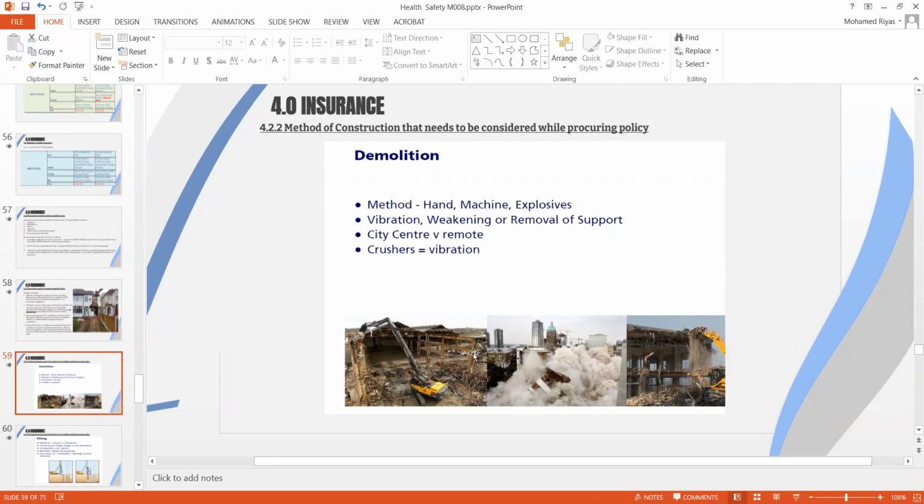For example, if you are demolishing, the demolition method itself could give an indication of what cover you are supposed to have in third-party liability. If it is machine demolition, you don't need any special coverage, but if it is explosive, then you need to take very much care of the potential risks: vibration, weakening, or removal of support. If you are removing the support, is it through vibration or are you simply removing it using machinery? And is it close to the city center or far from the city center? If it's close to the city center, you might have very highly costly buildings and towers, and you need to take care of all of these when you set your third-party liability insurance amount. So this is the consideration you need to have, especially with demolition activity.